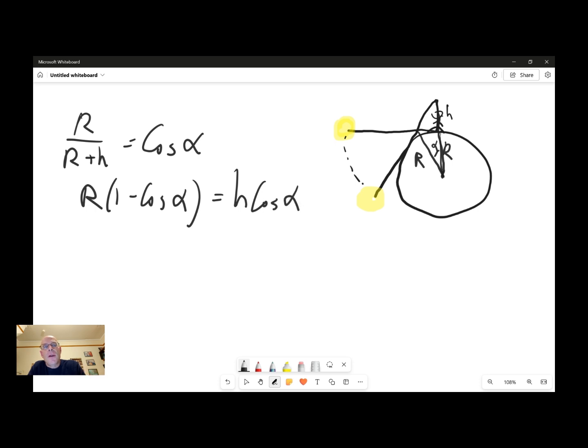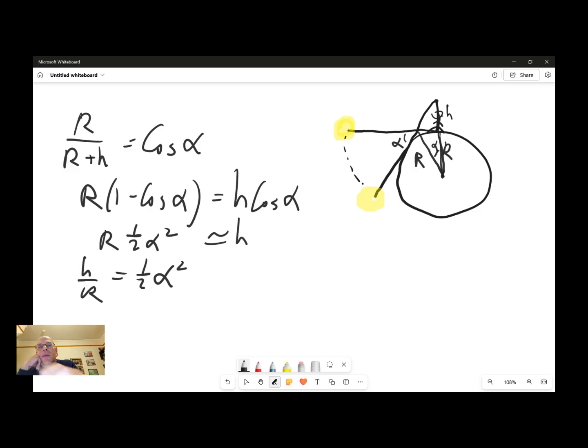And as I said, alpha is expected to be a very small angle because h is much smaller than r. So the left-hand side becomes r times half alpha squared. That's the approximation for small angles. And the right-hand side is h. So h over r is half alpha squared. And, well, I didn't plot it, but let's calculate alpha.